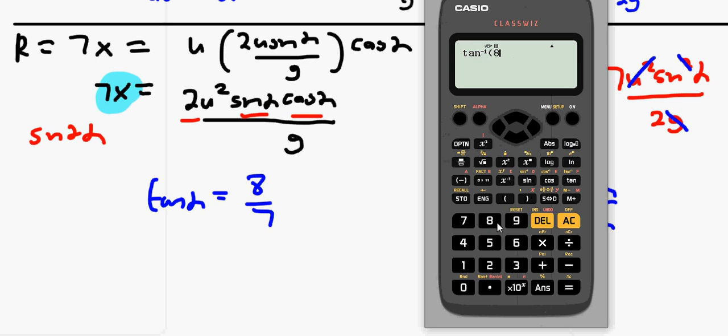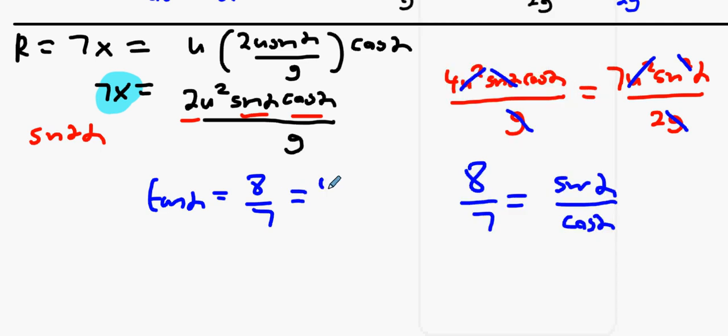Did anybody get that out over the weekend? Alpha equals 48.81 degrees. Anybody? Right here. Alright. And you're done.